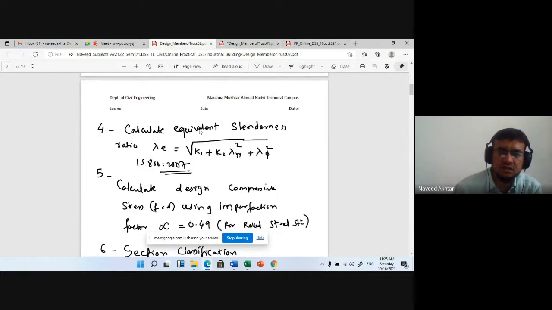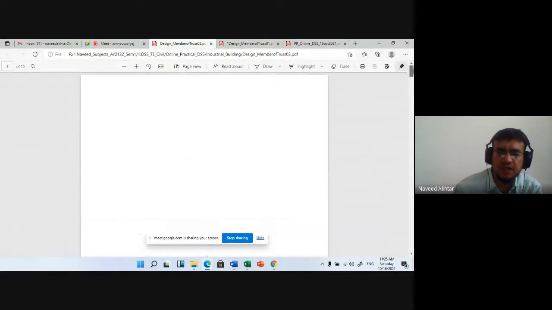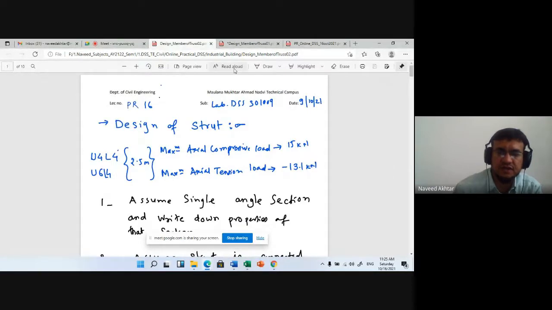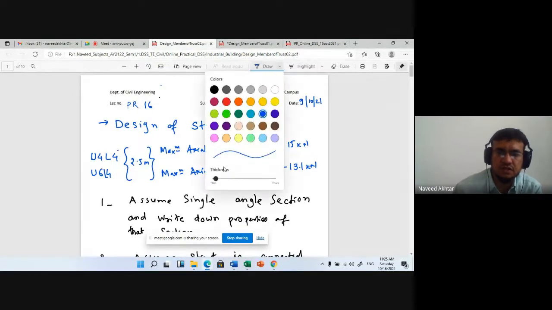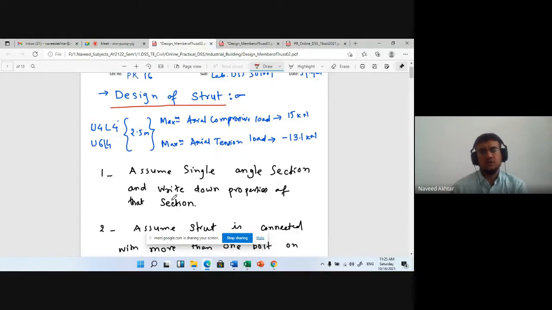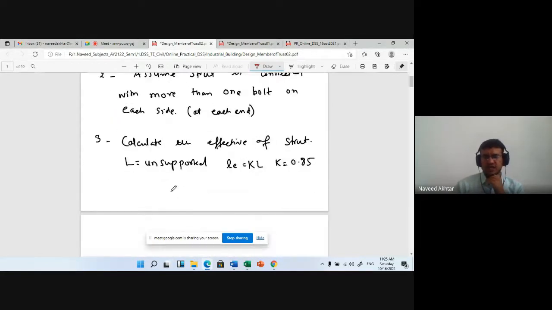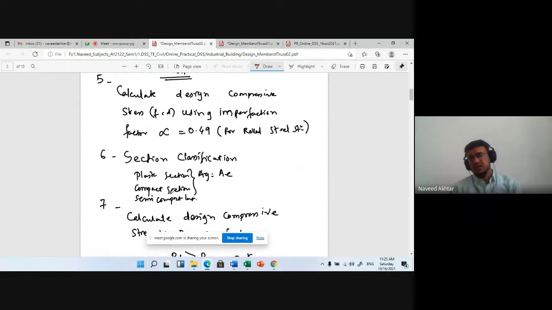Then second, another part of your design, the design of the strut. The strut is nothing but again a compression member of the truss. I have given you the steps for design of a compression member in case of the strut.